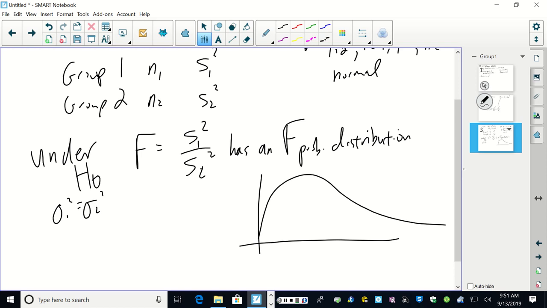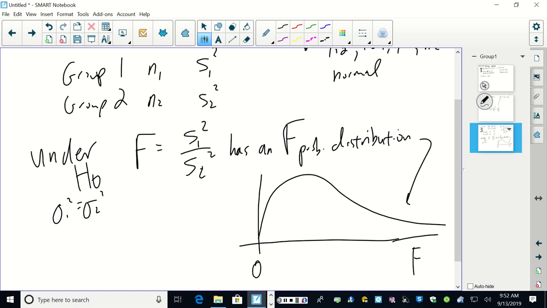Right, if these things really are equal, then this thing has an F distribution. And this F distribution kind of looks like this. It's a positive random variable. Everything in the numerator and denominator has been squared, variances, and so it's all positive.